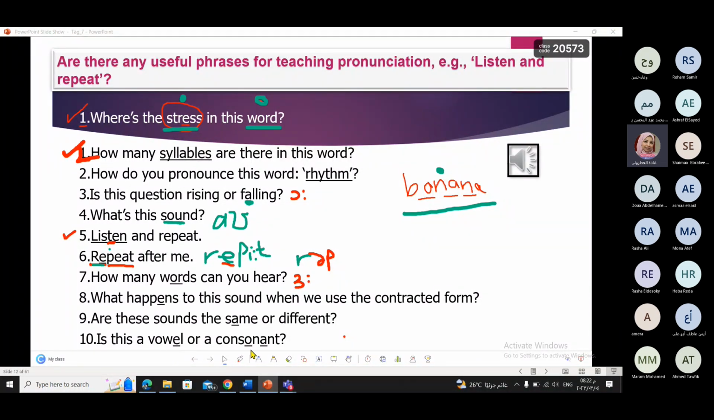Number 10, is this a vowel or a consonant? What about these sounds which are underlined? Vowel. Vowels. Yes, it's a vowel. Is it vowel or vowel? Vowel. So what about this sound? Should it be reduced to be a schwa because it is not stressed?